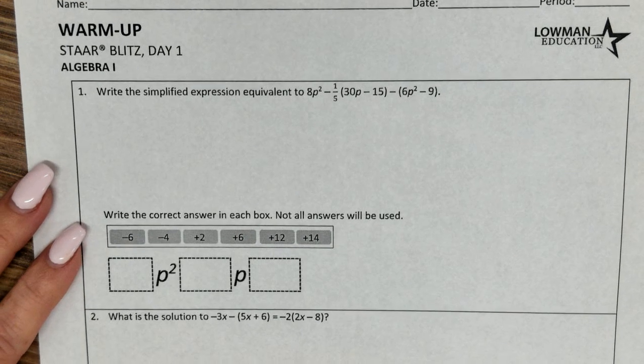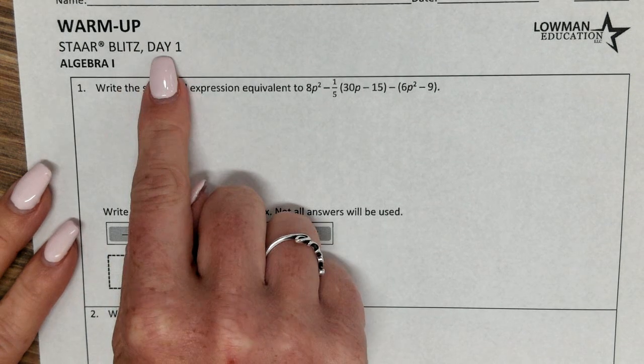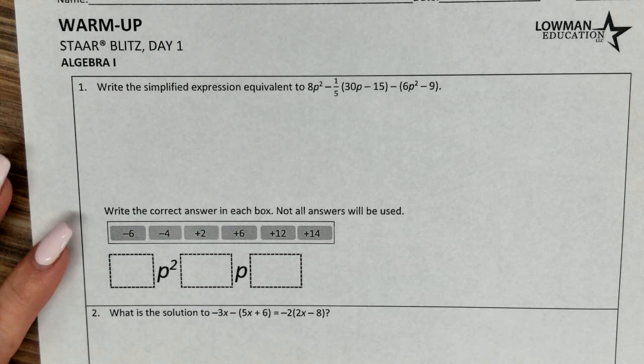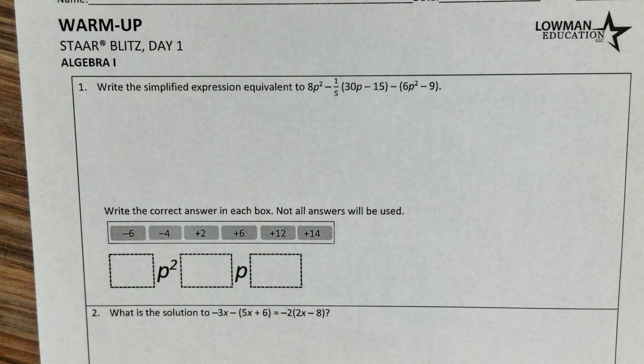Okay, so like I said, today we're starting our Blitz. This is day 1. We're going to be going over solving equations, solving inequalities, and simplifying expressions. So what's the difference between an expression and an equation? Expressions don't have equal signs. That means your calculator cannot solve an expression.